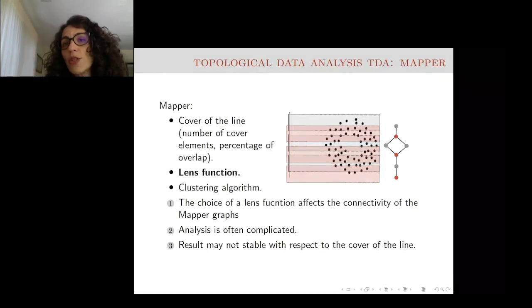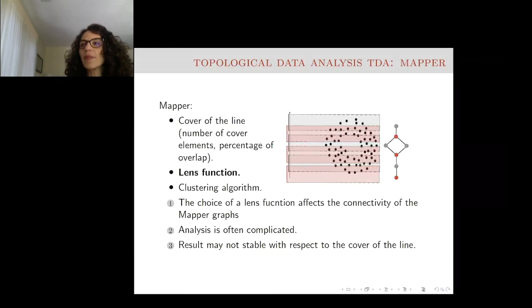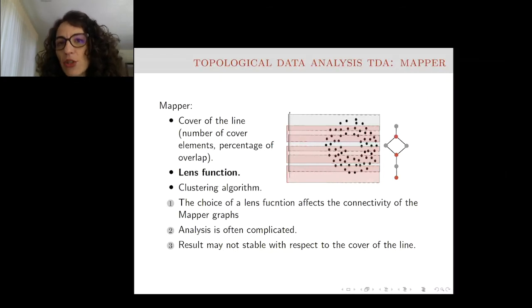And of course, the choice of this lens function will affect what type of graph you get here on the right. And then, of course, when you're interpreting your results, you have to take into account the function that you chose, which is, of course, a good thing and a bad thing. But the thing that's really tricky with this approach is that the result that you get might not be stable with respect to the choice of the cover of your line.